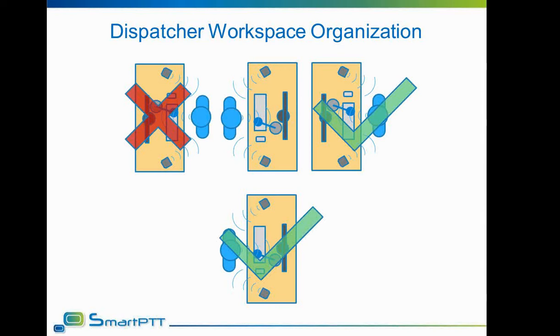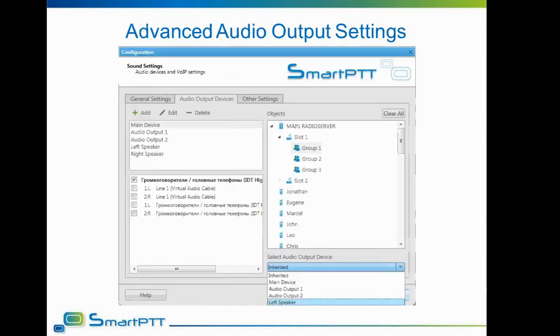The next part of the webinar is concerned with audio settings within the software. SmartPTT will allow the user to select different sound output devices to be used for different sound sources within the radio network. It means, for example, that sound from one group can go through the left speaker while sound from another group goes through the right one. Using the Add button, you can create a list of presets to be used as output devices. After that, you can specify which sound source will use which sound preset.